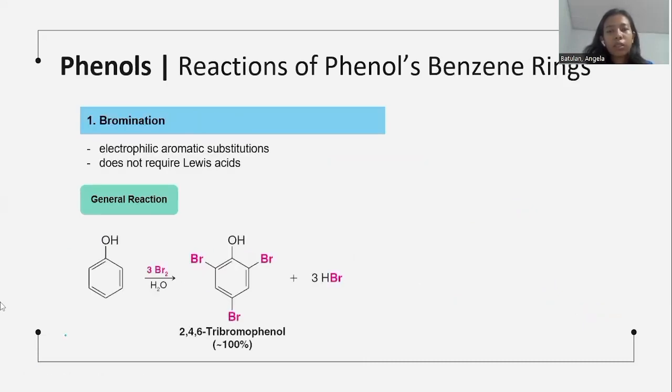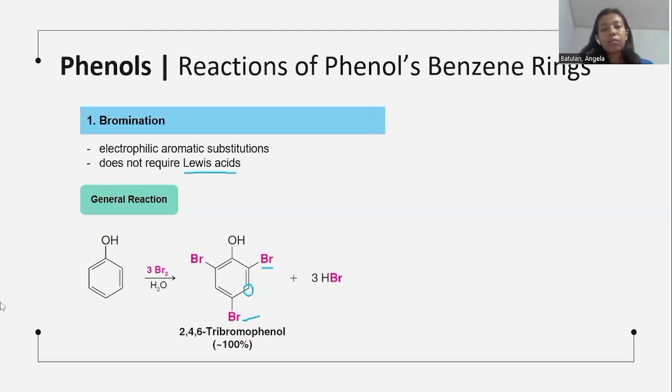Ito na yung pangatlo, reaction ng phenols, which is yung reaction ng phenols benzene rings. Di ba sa aromaticity lesson, may mga electrophilic aromatic substitution reaction ng benzene ring. Ito na yung mga bromination, sulfonation, nitration, iba pa. So sa bromination, it does not require Lewis acid. So in its general reaction, we have here 3 moles ng bromine. Tapos, di ba ang OH group is an ortho and para-directing group. So, yung substitution ay exclusive lang doon sa ortho and para na location ng ring.